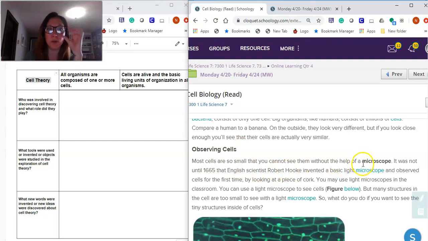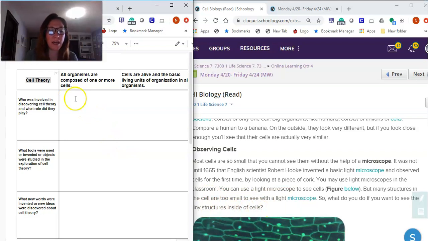I'm hearing about a tool, so I know that I've got some notes coming up here. It was not until 1665 that English scientist Robert Hooke invented a basic light microscope and observed cells for the first time by looking at a piece of cork. You may use light microscopes in your classroom. You can use a light microscope to see cells, but many structures in the cells are too small to see with a light microscope. So what do you do if you want to see the tiny structures inside of a cell?